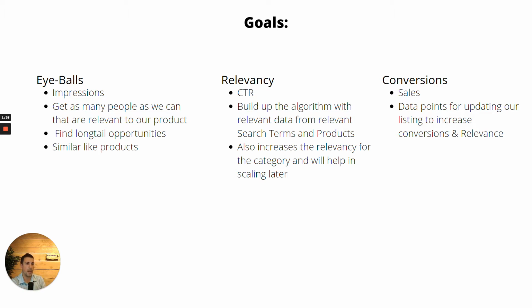Okay, so with eyeballs, you're getting as many people as we can that are relevant to your product. Find long tail opportunities, similar products. With relevancy, it helps build out the algorithm with relevant data from relevant search terms and products, and it increases the relevancy for the category that you should be in if your browse nodes or your backend keywords are correct, right? And it will also help in scaling for later.